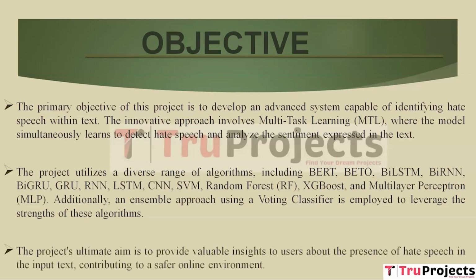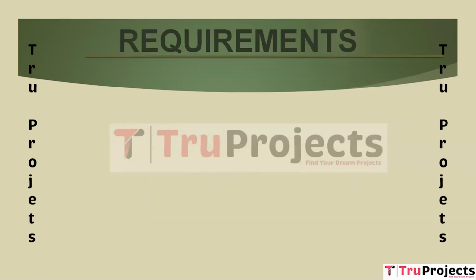The ultimate goal of this project is to provide users with critical insights regarding the presence of hate speech within the input text. By offering this valuable information, the project aims to contribute to fostering a safer online environment. Users can make informed decisions about the content they interact with, thereby creating a digital space that is more inclusive, respectful, and free from hate speech. This initiative aligns with the broader objective of promoting a positive and secure online community for all users.